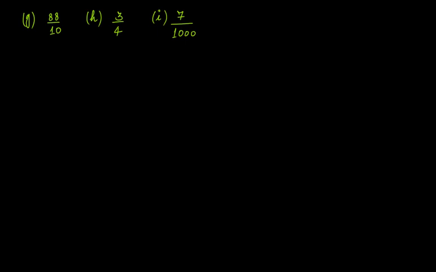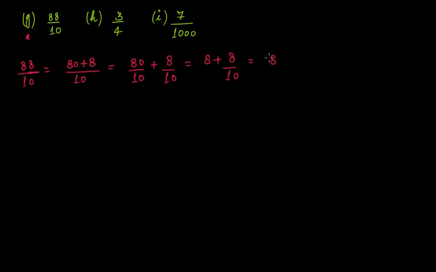Let's move to this one. 88 over 10. So this is 88 over 10. Its denominator is already 10. So simply write it as 80 plus 8 over 10. This becomes what? 80 over 10 plus 8 over 10. This will be what? 8 plus 8 over 10. We can write this as a mixed fraction. So this is 8 whole number and 8 over 10.